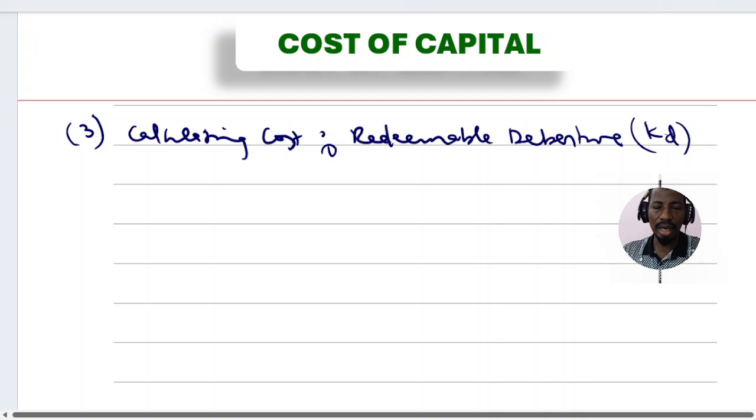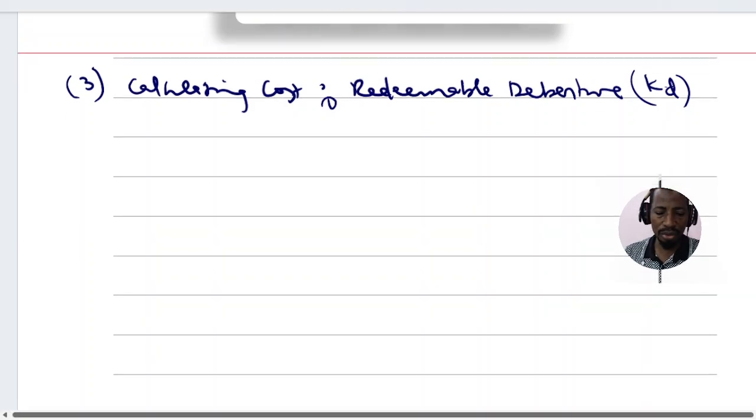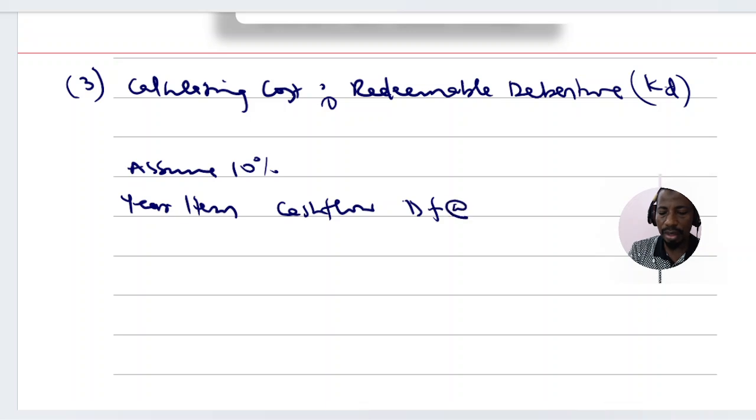So to do this, I'm going to use only one table. Remember, you are supposed to assume two discount rates that will produce two opposing NPVs. One discount rate will give you a positive NPV, another discount rate will give you a negative NPV. Then you interpolate in the IRR formula. So let's start from 10%. So we assume 10% and use it to compute NPV. Create a column for year, description of items, cash flow, discount factor, then the present value.